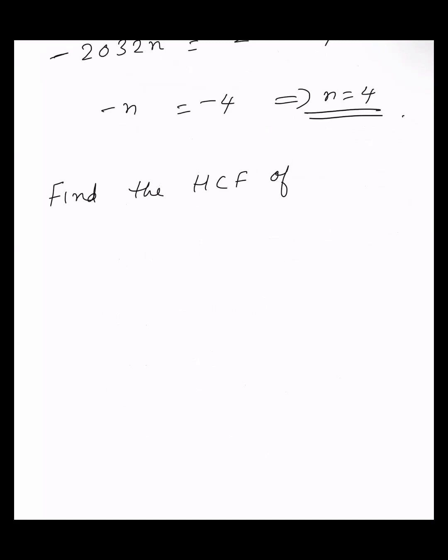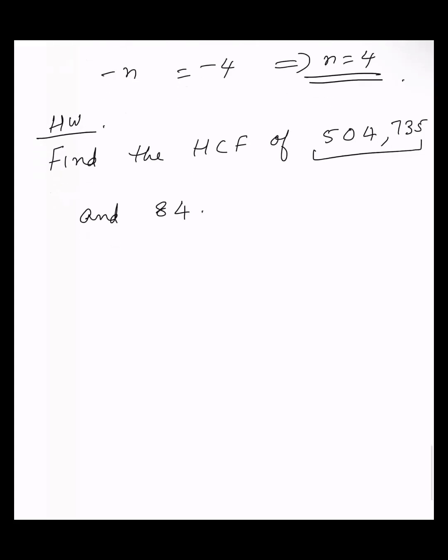Using Euclid's division algorithm, find the HCF of 504, 735, and 84. So three numbers I am giving you. Take any two numbers. Say I'm taking these two. Find the HCF of those two numbers first. Take two numbers, find the HCF. Maybe we can quickly do it.